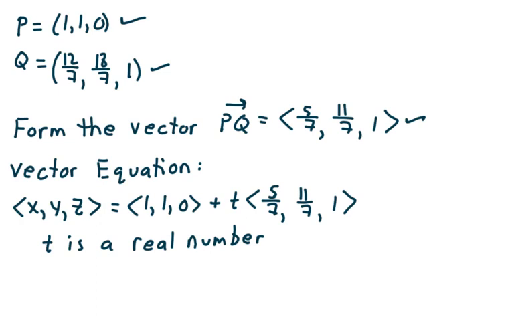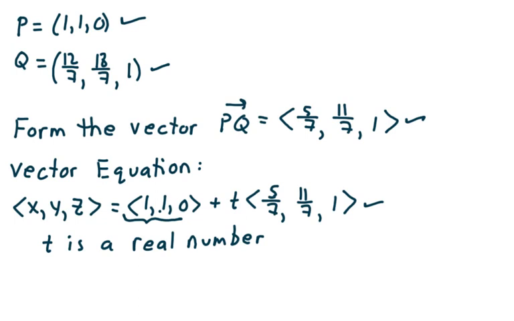I happen to choose the point P, which is 1, 1, 0. So the vector XYZ is equal to the position vector of the point I chose, which in this case is 1, 1, 0, plus t times the vector that runs parallel to the line. So in other words, I'm going to take the vector 1, 1, 0 plus t times the vector 5 sevenths, 11 sevenths, 1, where t is a real number.